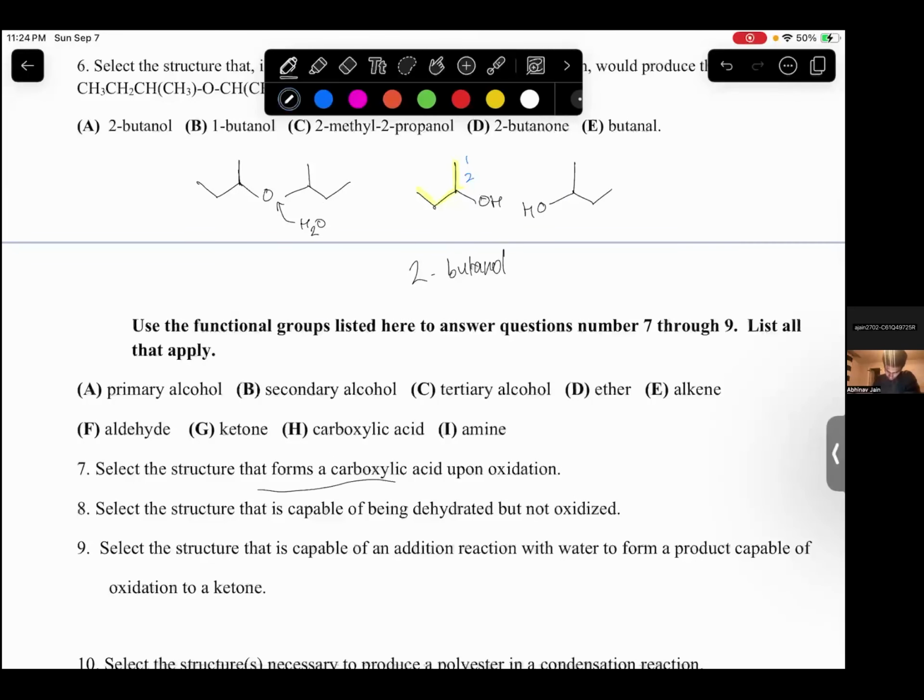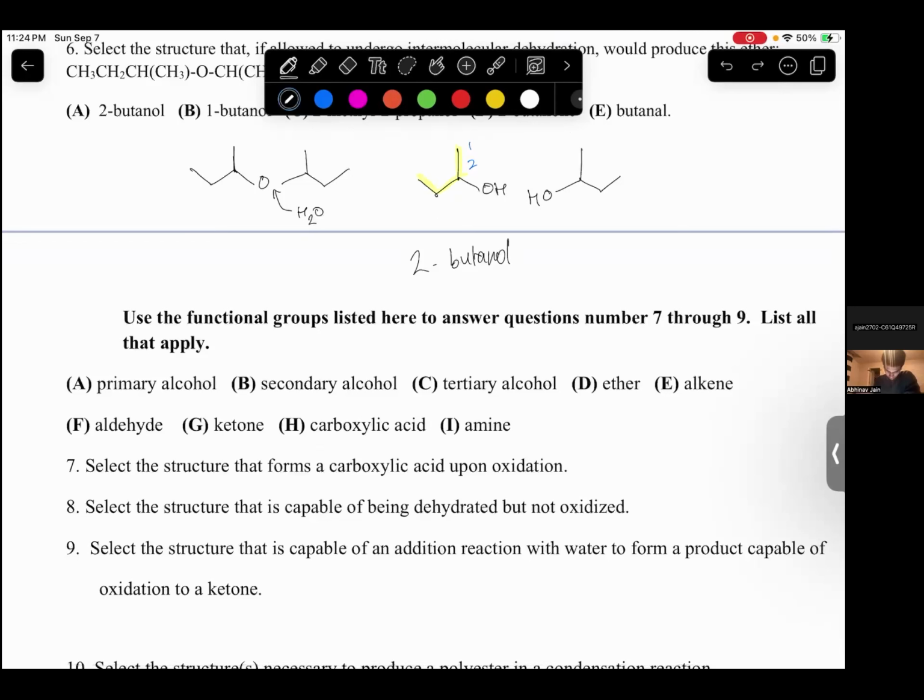Right, so the structure that forms a carboxylic acid upon oxidation is going to be an aldehyde. So aldehyde F, and then also technically primary alcohols A and F, they both oxidize to the carboxylic acid.